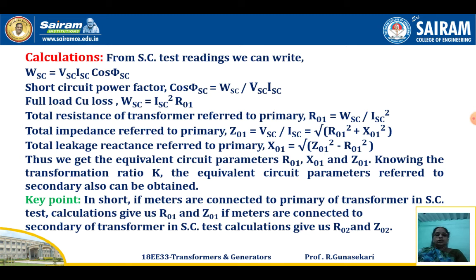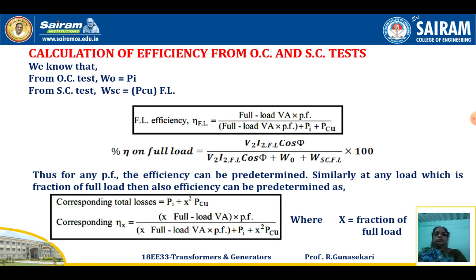So, then how to calculate the efficiency from the open circuit test and short circuit test. The formula at full load condition: efficiency equals full load volt-ampere multiplied by power factor, divided by full load volt-ampere into power factor plus iron loss plus full load copper loss.